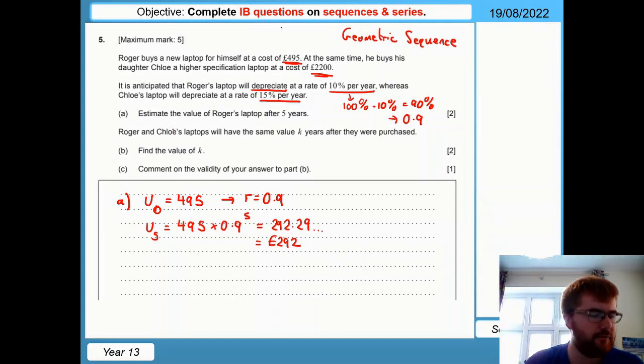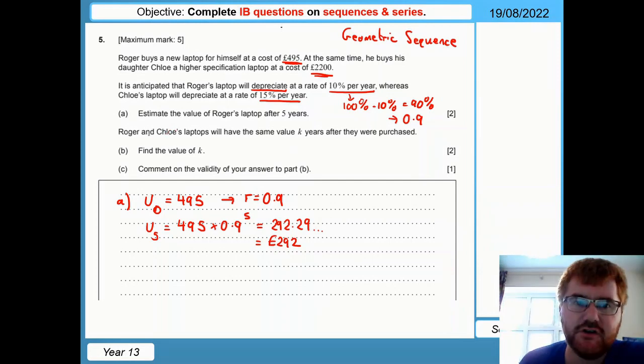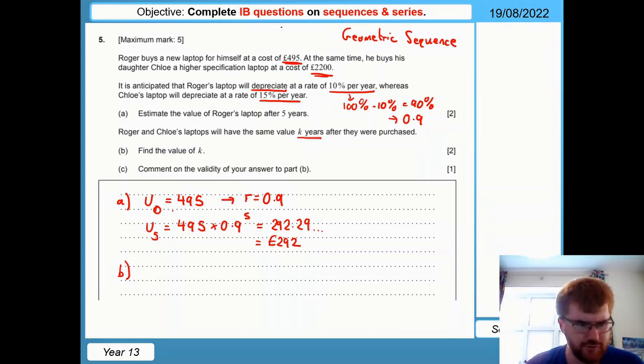And then this is a very typical kind of question that we've probably seen before, very similar to the previous one. Roger and Chloe's laptops will have the same value k years after they were purchased. Find the value of k. Now this is all about setting this up correctly. Again, as long as you're consistent, that's the most important thing.